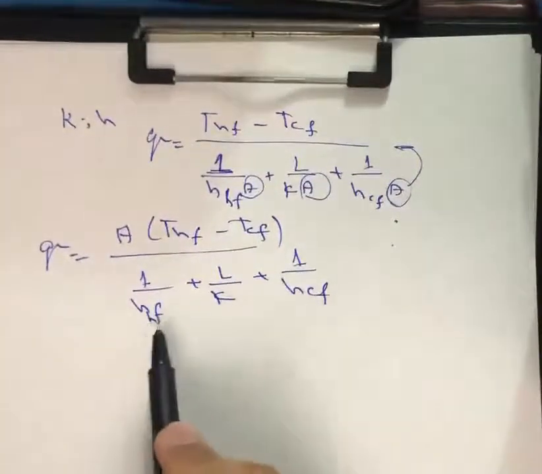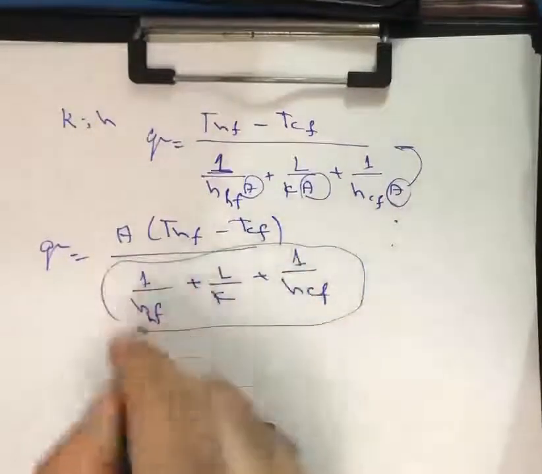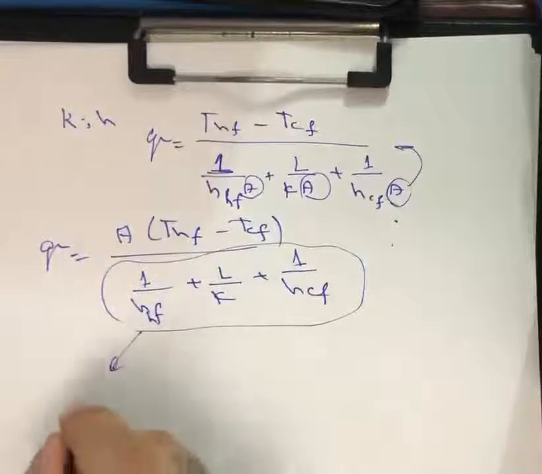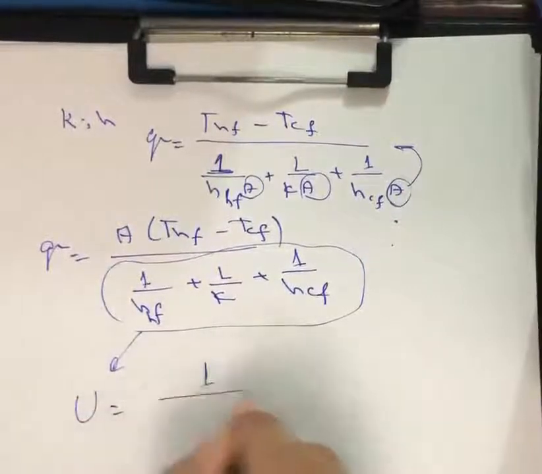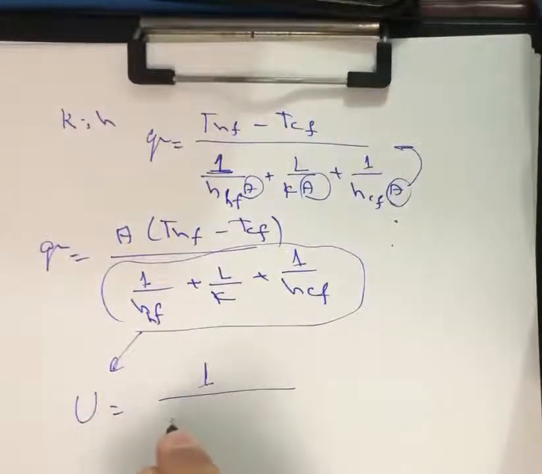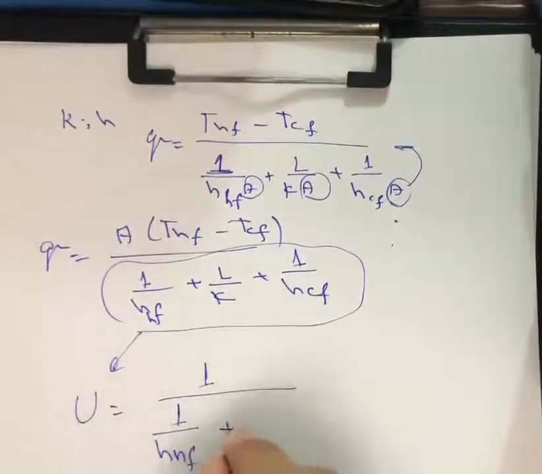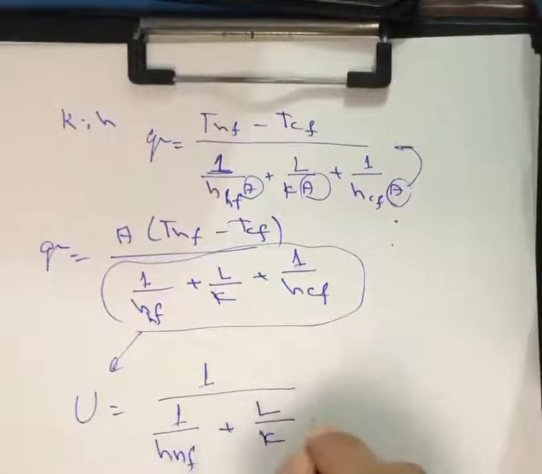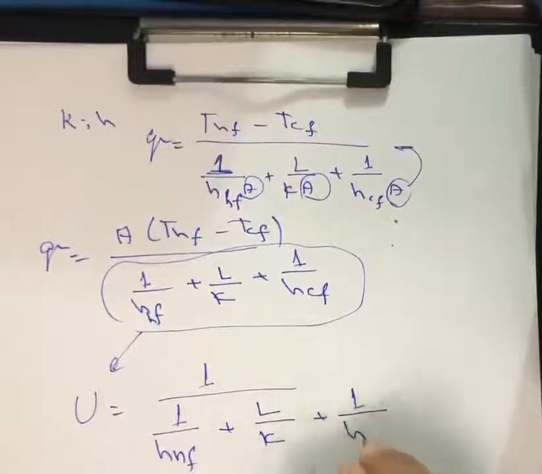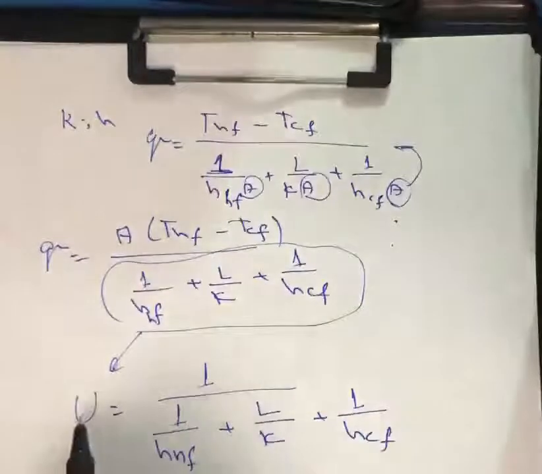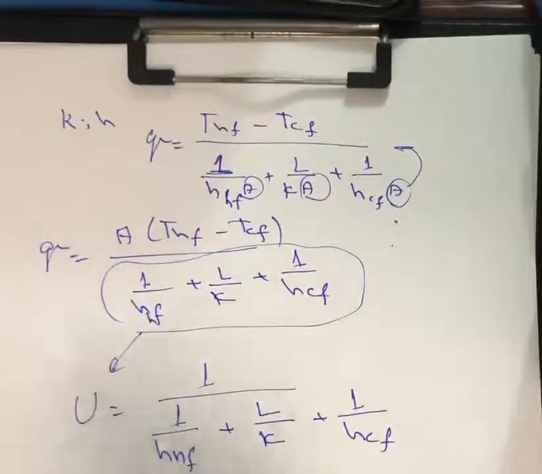Now this is what is known as the overall heat transfer coefficient, U, which is 1 over the quantity: 1 over h of the hot fluid plus L divided by k plus 1 divided by h of the cold fluid. This is called the overall heat transfer coefficient.